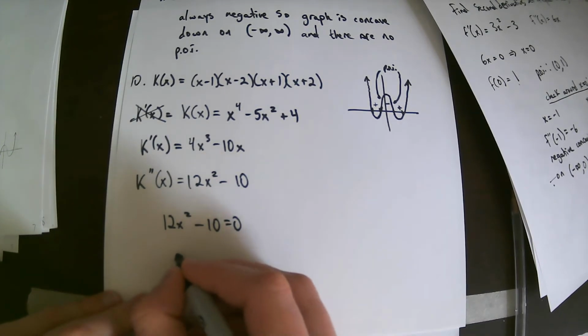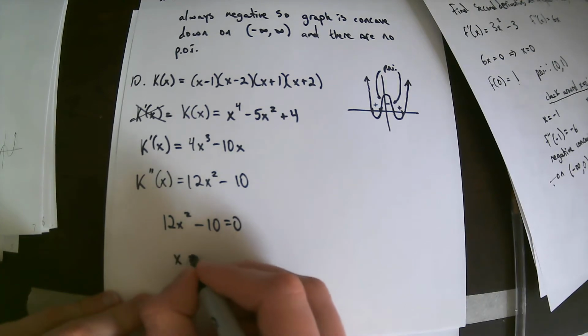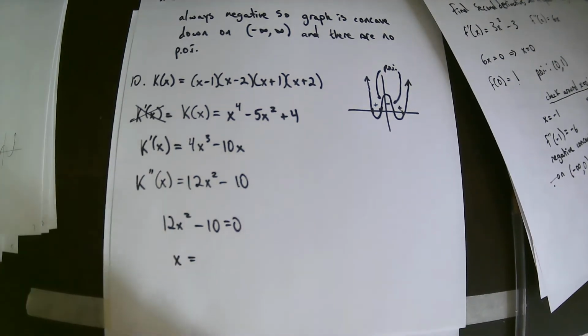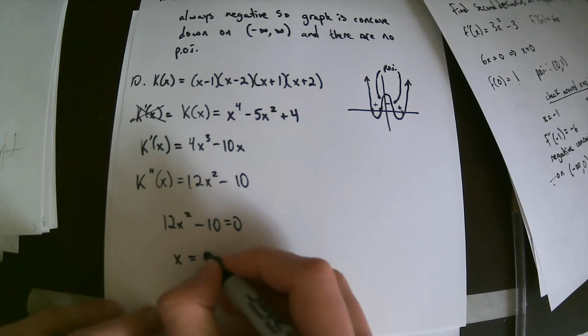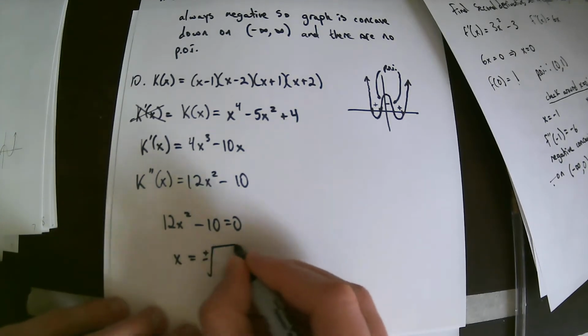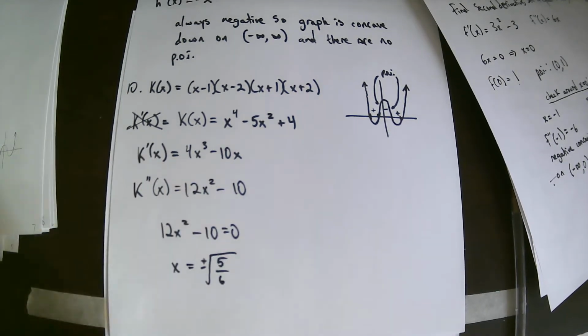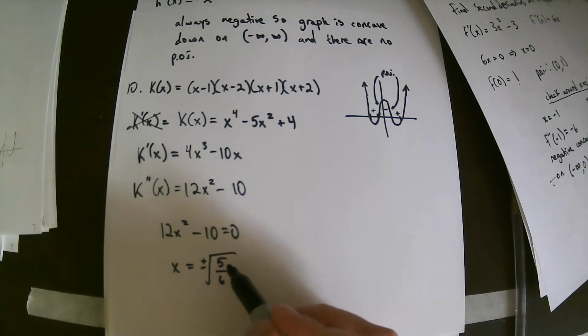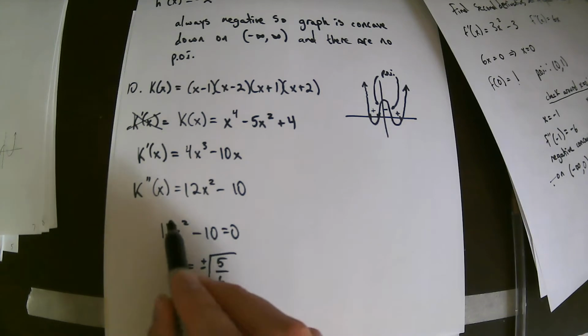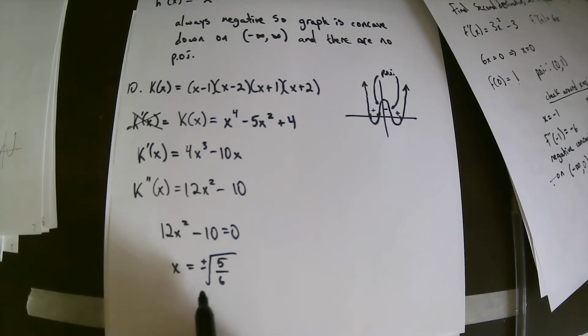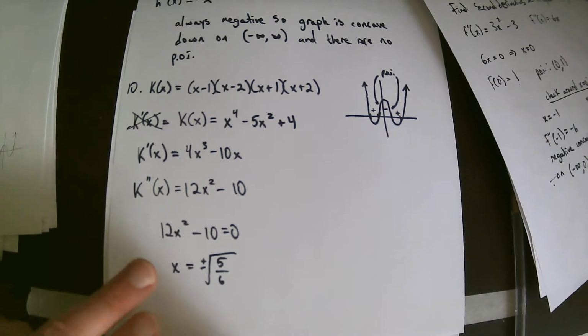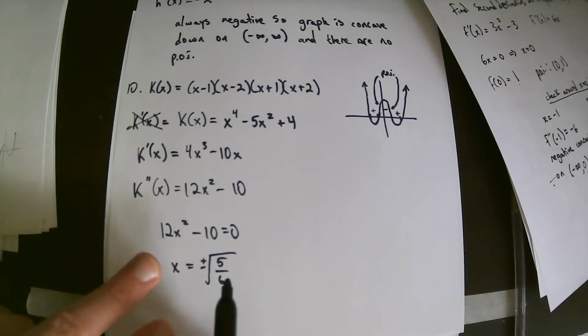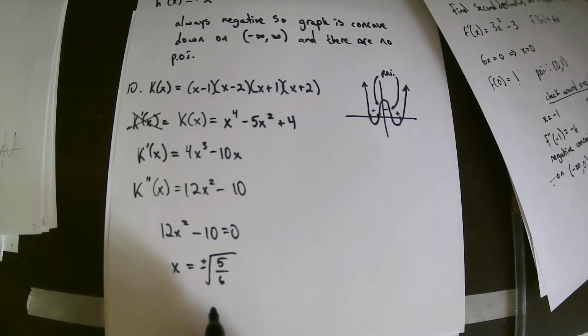This is going to yield x is equal to, so take a second, see if you can solve this, and you should get plus or minus the square root of 5 over 6. Add the 10 over, divide by 12. 10 over 12 is 5 over 6. And then you take a square root on both sides to get plus or minus the square root of 5 over 6. And there are two, plus or minus. There's going to be two. And this is where they occur.